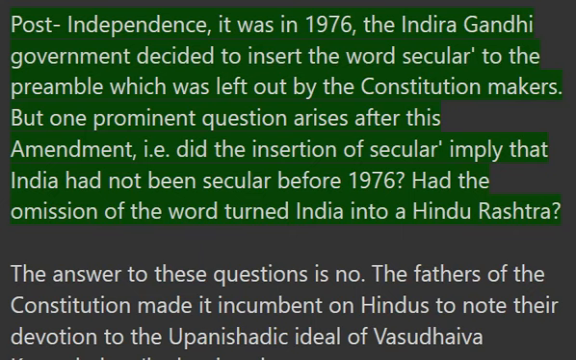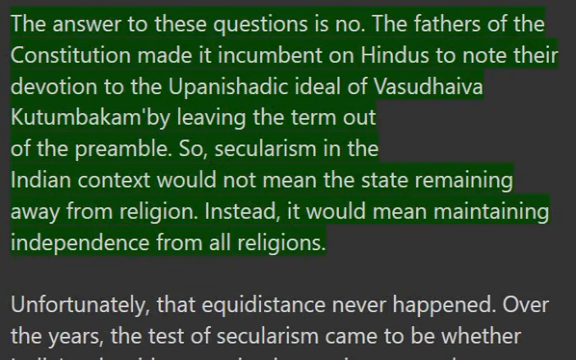But one prominent question arises after this amendment, i.e. did the insertion of secular imply that India had not been secular before 1976? Had the omission of the word turned India into a Hindu Rashtra? The answer to these questions is no. The fathers of the constitution made it incumbent on Hindus to note their devotion to the Upanishadic ideal of Vasudhaiva Kutumbakam by leaving the term out of the preamble.